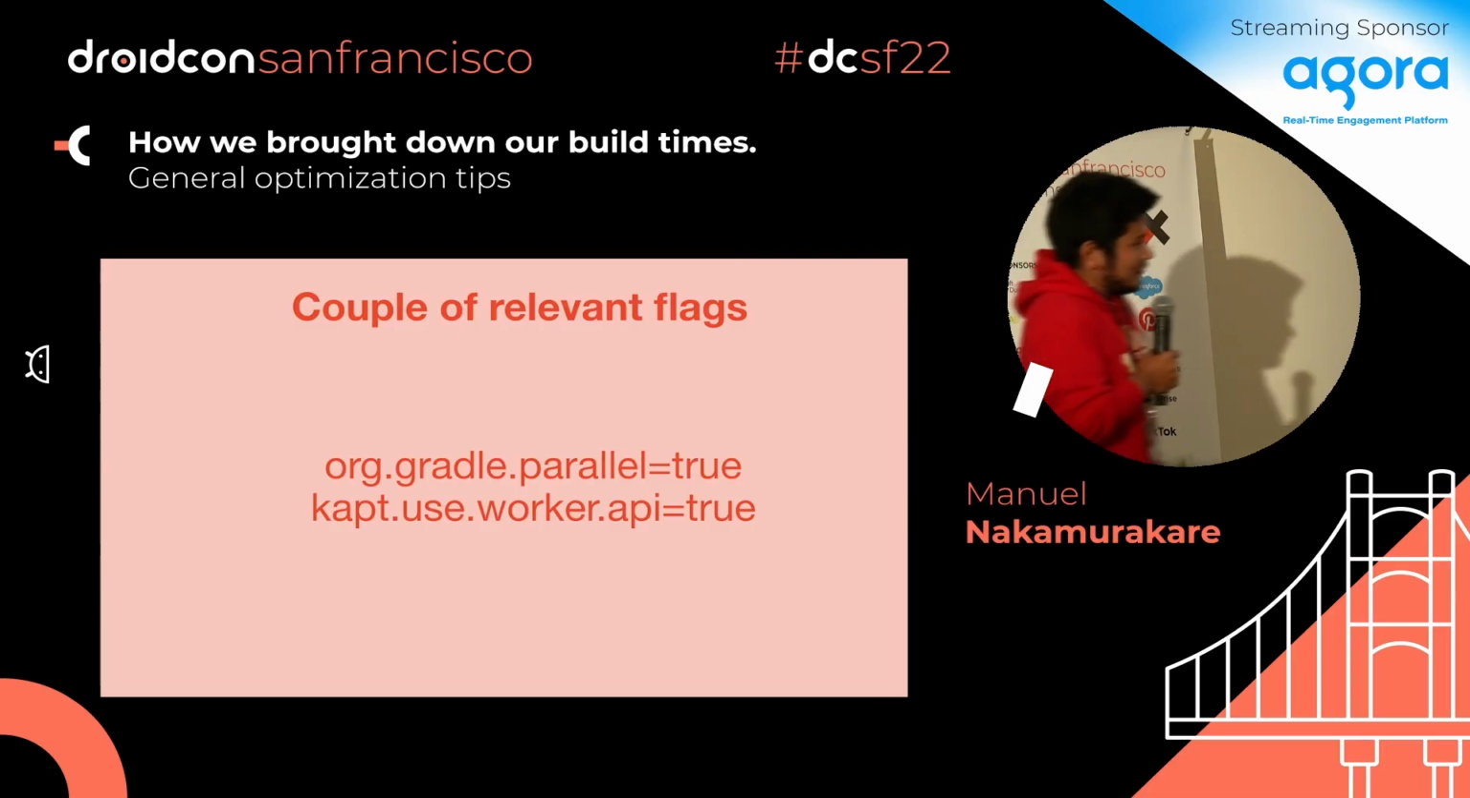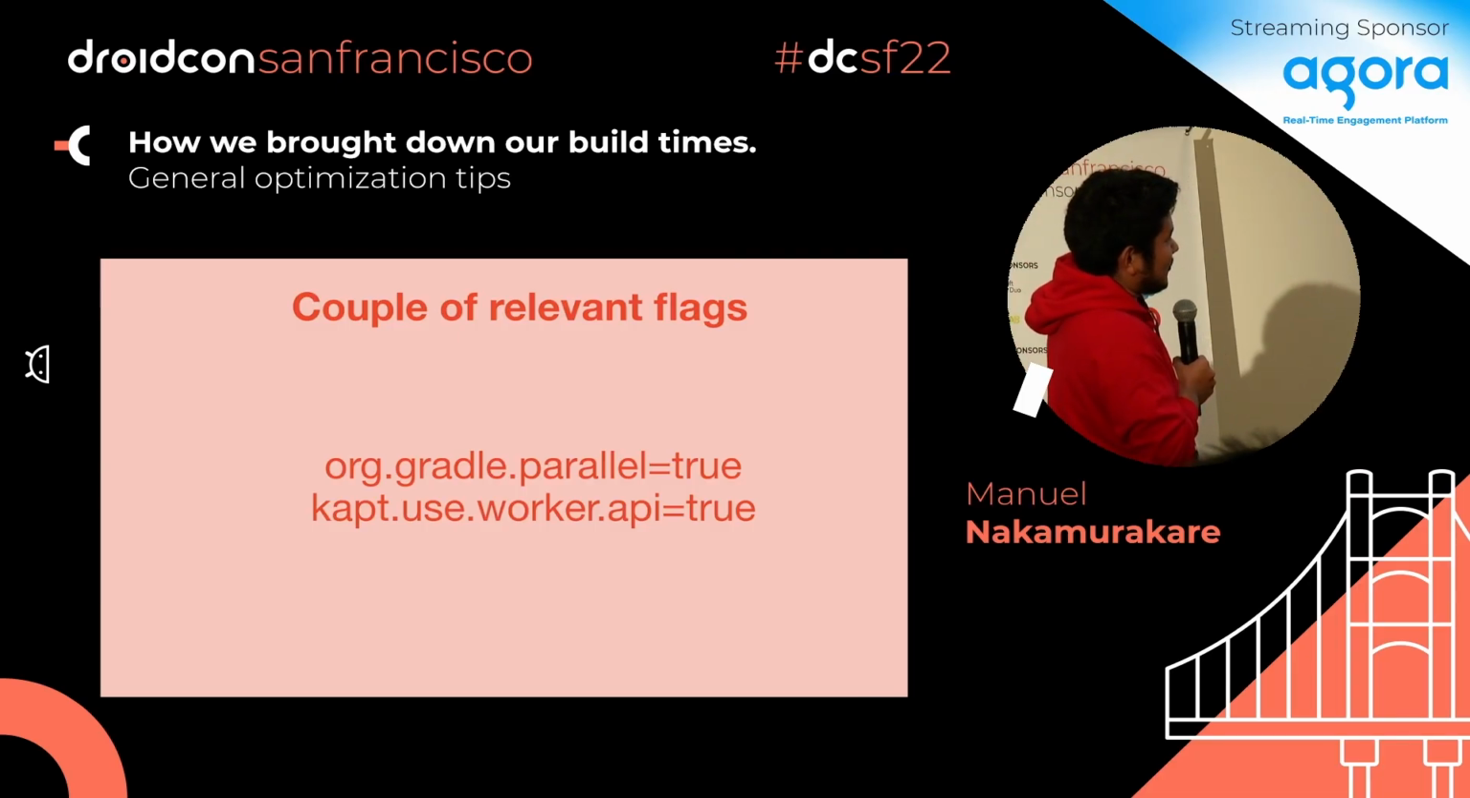Just want to share a couple of relevant flags in case you want to increase modular parallelization. So there is one that you can enable in your Gradle properties file, just to enable parallel Gradle tasks, and one for kapt.